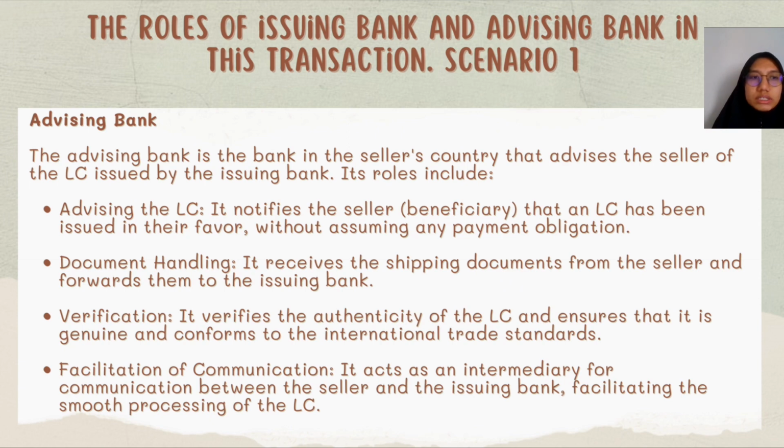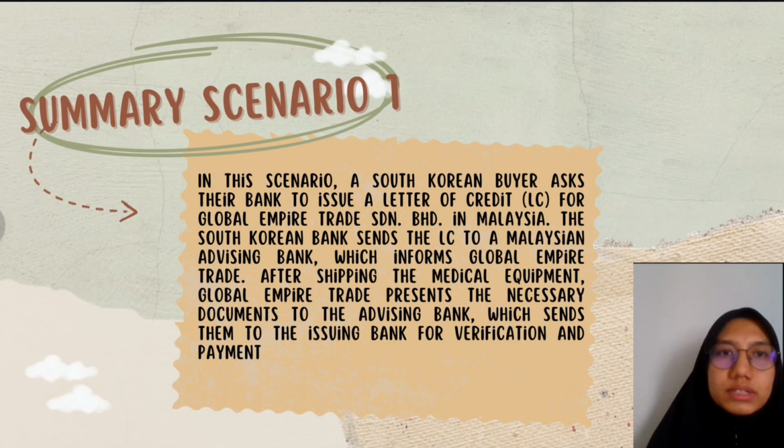Second one is document handling. It receives the shipping documents from the seller and forwards them to the issuing bank. The third one is verification. It verifies the authenticity of the LC and ensures that it is genuine and conforms to international trade standards. The last one is facilitation of communication. It acts as an intermediary for communication between the seller and the issuing bank, facilitating the smooth processing of the LC.